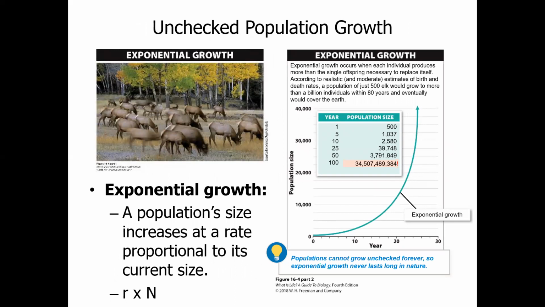And we call this type of growth, this R times N, exponential growth. So it's when a population's size increases at a rate proportional to its current size. So basically, the larger it gets, the more it grows, and the larger it gets, the more it grows. We call this unchecked population growth because there's nothing deterring the growth from happening. We're just starting with a certain number of individuals, and we are reproducing, producing more of them, and that rate is skyrocketing up without any checks.